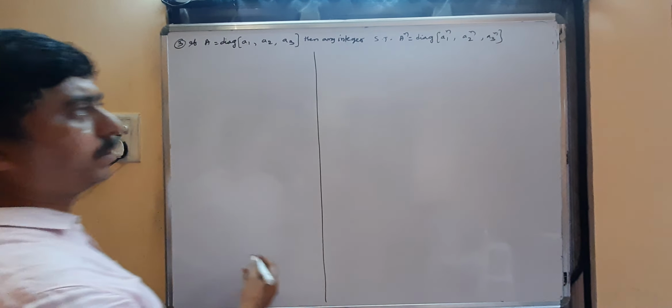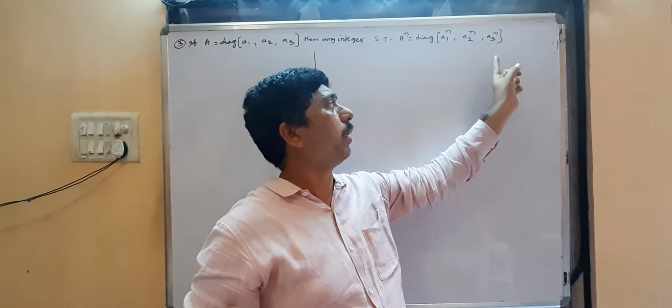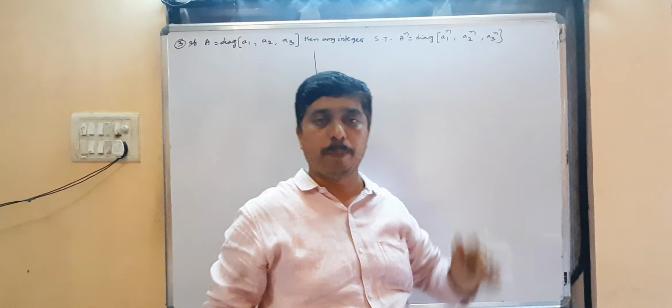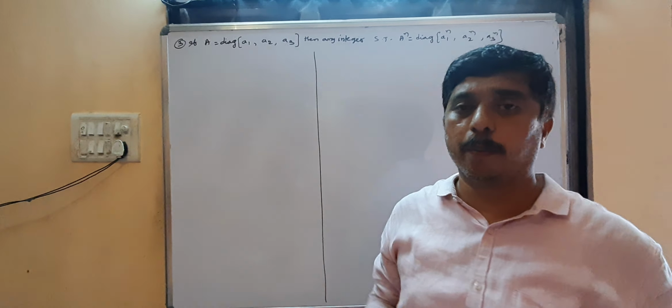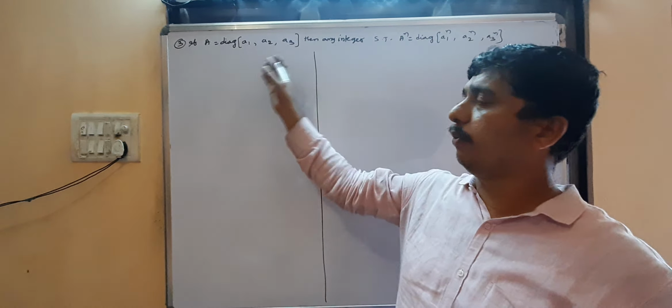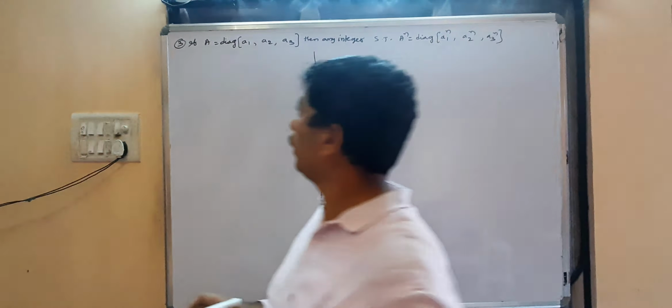Coming to the next model, A power n is the diagonal of a1 power n, a2 power n, a3 power n. In the objective, you are using this as a formula. In the objective, we use it as a formula. But here, now you are going to prove it.